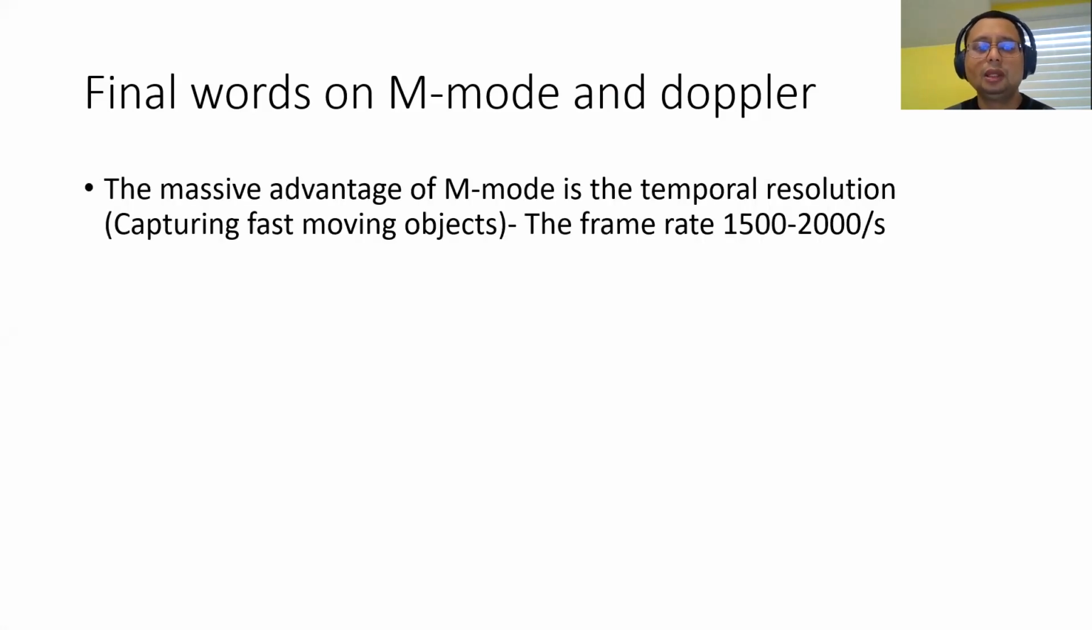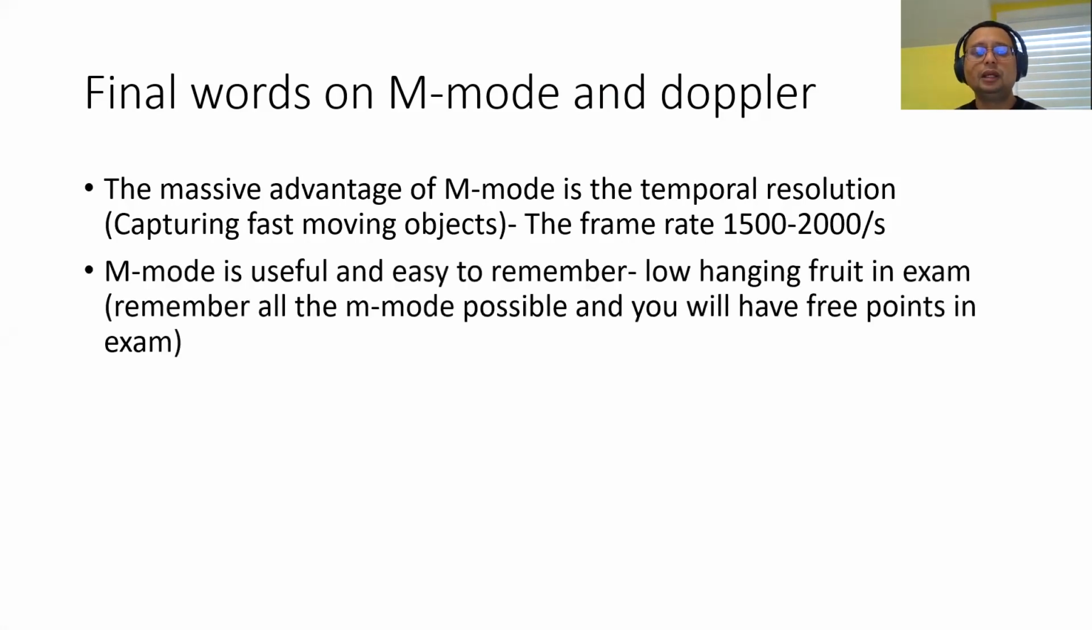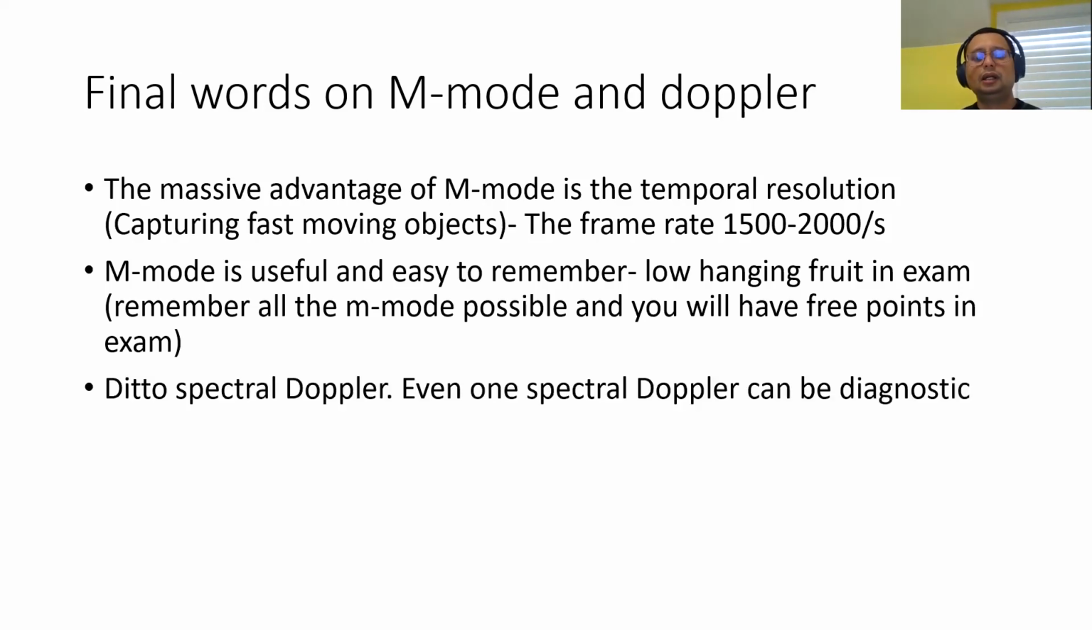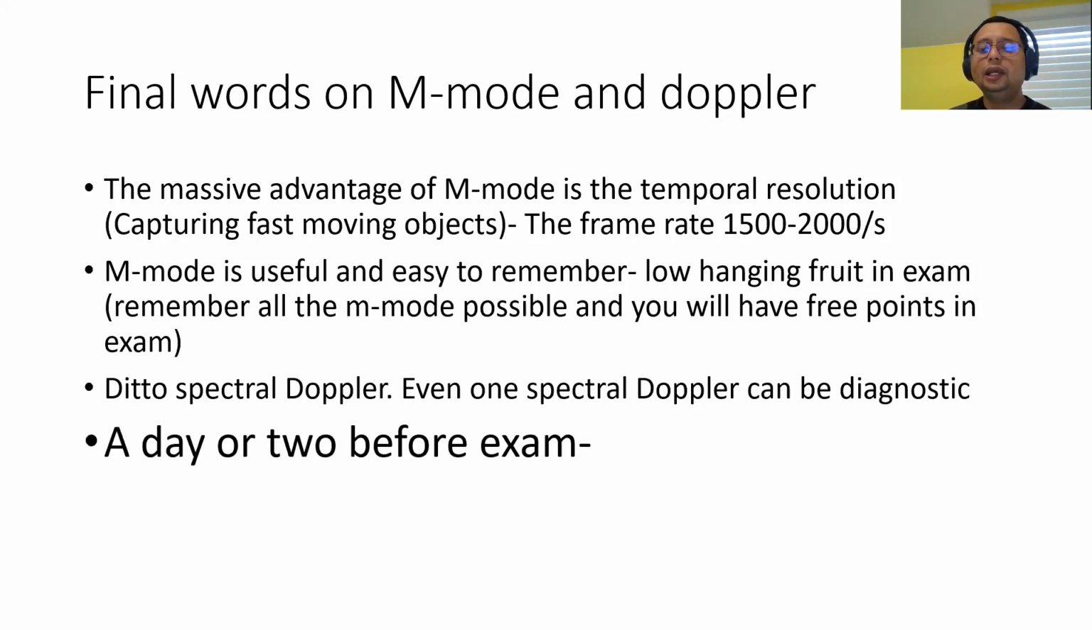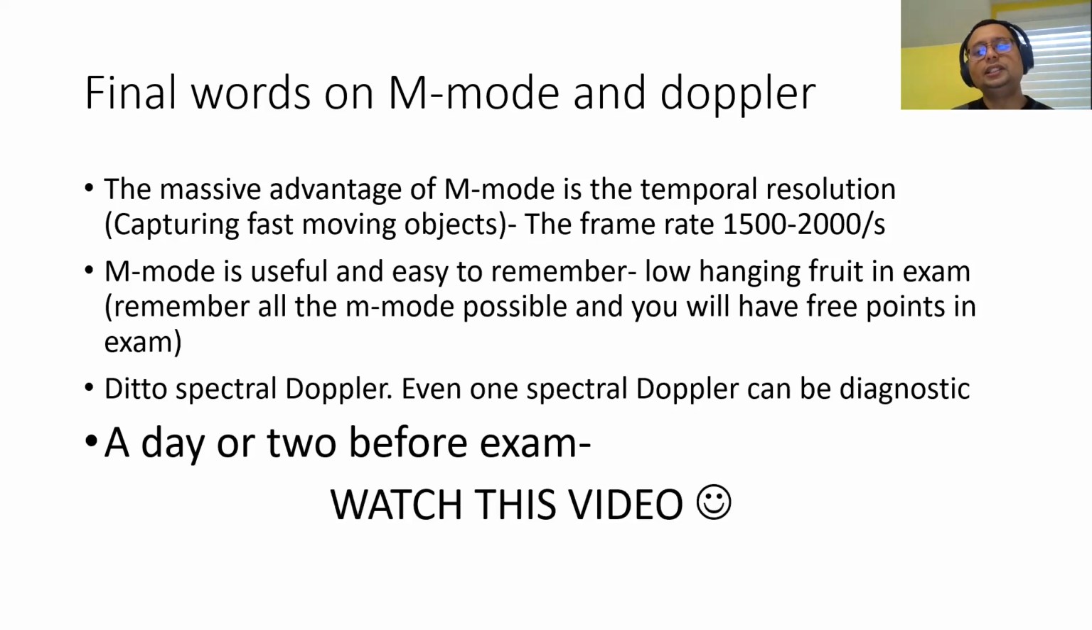Okay, so the final words: the massive advantage of M-mode is the temporal resolution, capturing fast-moving objects. The frame rate for M-mode is 1,500 to 2,000 frames per second. For 2D, it's only 60 to 70 frames per second. M-mode is useful and easy to remember. It is a low-hanging fruit in the exam. Remember all the M-mode that you see in this lecture and you will have 3 points in the exam. Ditto spectral Doppler. Even one spectral Doppler can be diagnostic. And lastly, a day or two before the exam, watch this video.